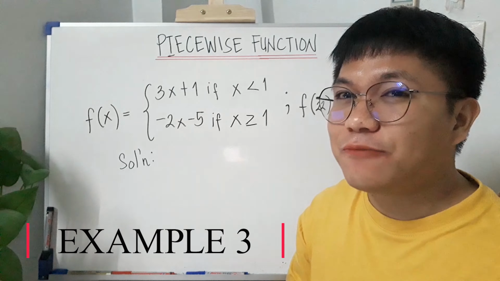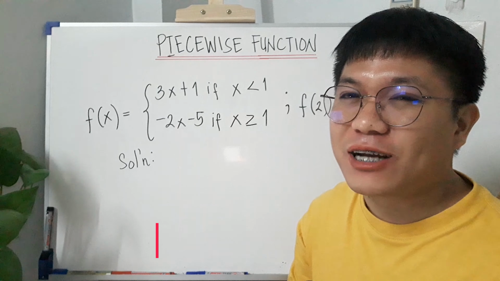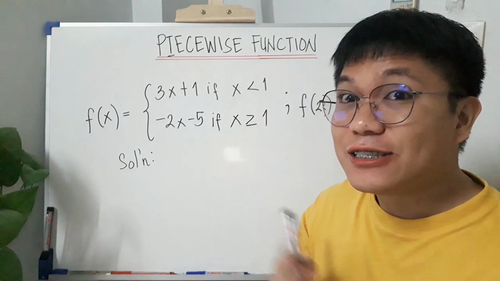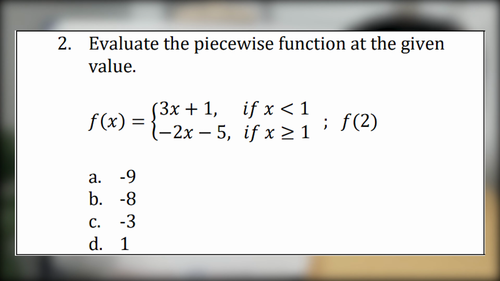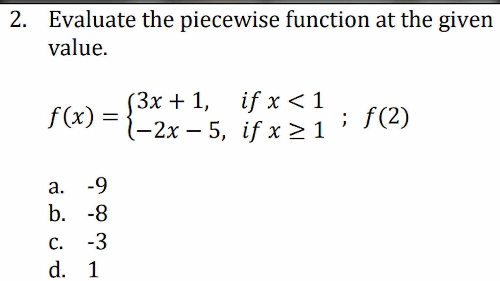Okay, for our last example, we will answer one multiple choice question about a piecewise function. So here is the question. Evaluate the piecewise function at the given value. Given the function f of x, which is equal to 3x plus 1 if x is less than 1, and negative 2x minus 5 if x is greater than or equal to 1. Evaluate f of positive 2. Letter A, negative 9. Letter B, negative 8. Letter C, negative 3. And letter D, positive 1.